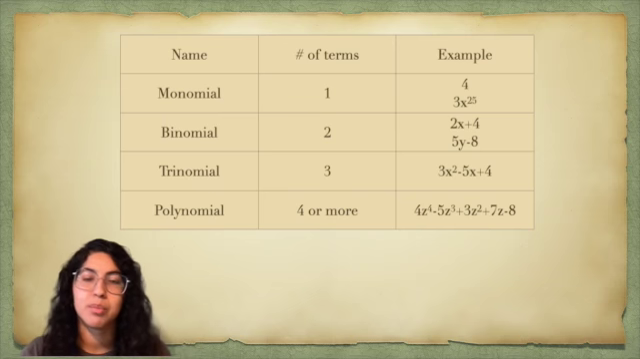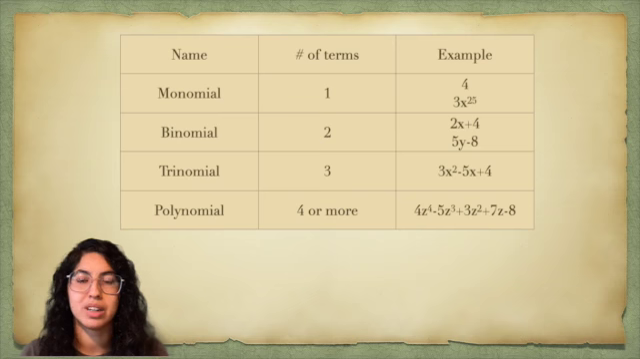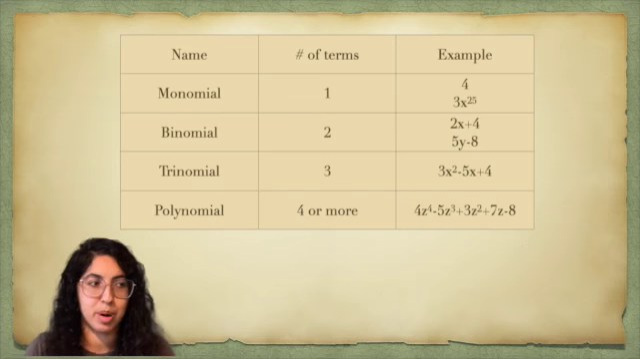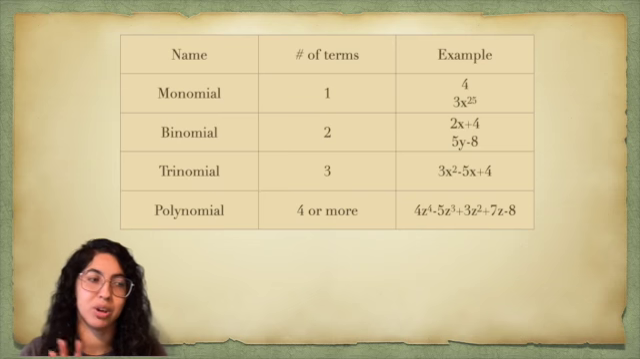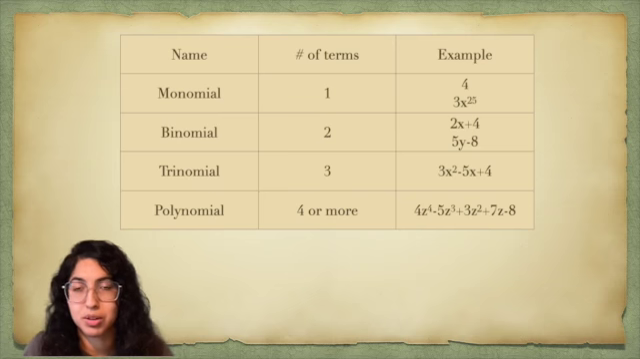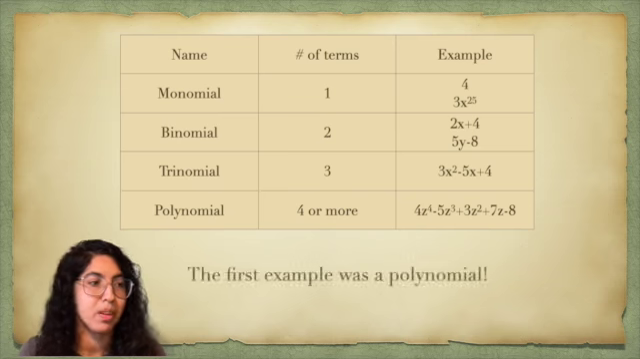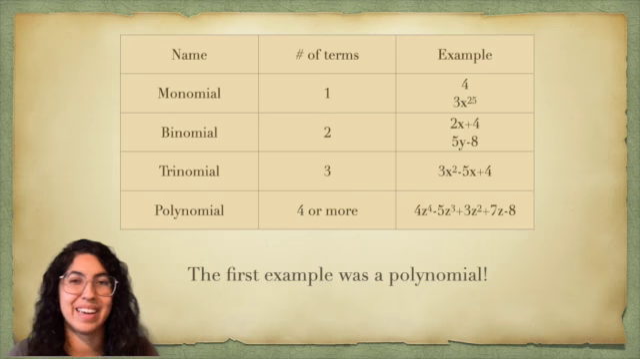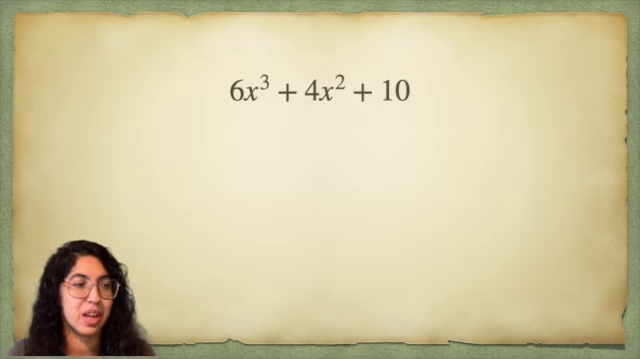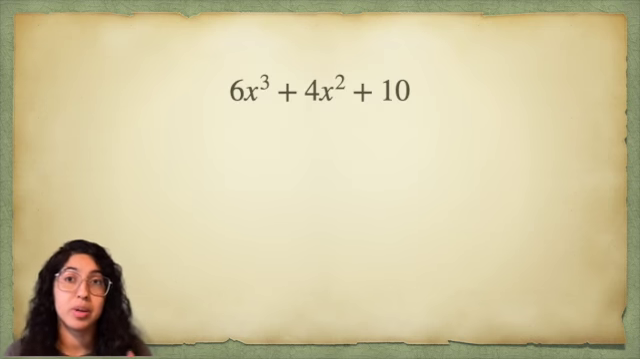So anything more than 4 or more is a polynomial. So like that last problem, which I had on the last slide, that would be a polynomial because it had 5 terms. Right here we have 4z4, 5z3, 3z squared, 7z, and 8. So that is 5. So that would just be a polynomial. Okay. So the first example was a polynomial, like I said. Okay, so next let's get into naming this. Or no, this would be a trinomial.